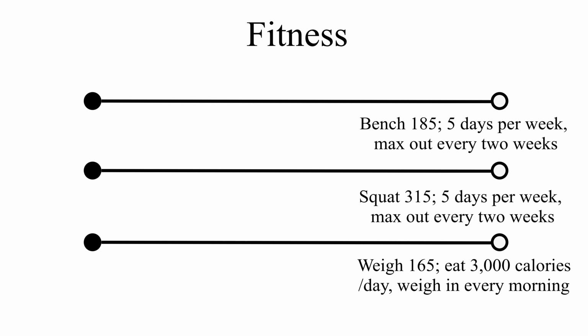Let's say we want to bench 185, squat 315, 5 days a week, maxing out every other week, and we'll keep the weight gain goal the same. Weigh 165, 3,000 calories a day, weigh yourself every morning. It's doable, so we check that off.